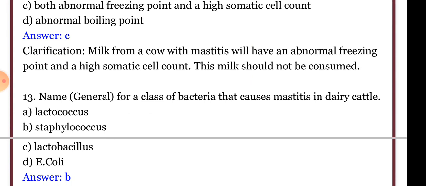The name generally given to the class of bacteria that causes mastitis in dairy cattle is Staphylococcus aureus, or Staph aureus. There are many books written on that topic. For example, there is a book on mastitis by Staphylococcus aureus, and this book has its main focus on mastitis. There are many PhD theses on this topic, on mastitis by Staphylococcus aureus, or research on Staphylococcus aureus that leads to mastitis.